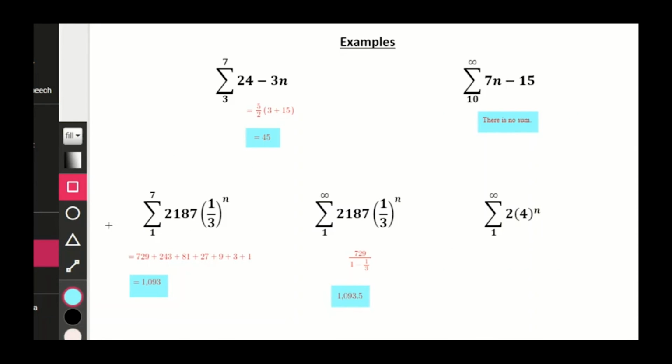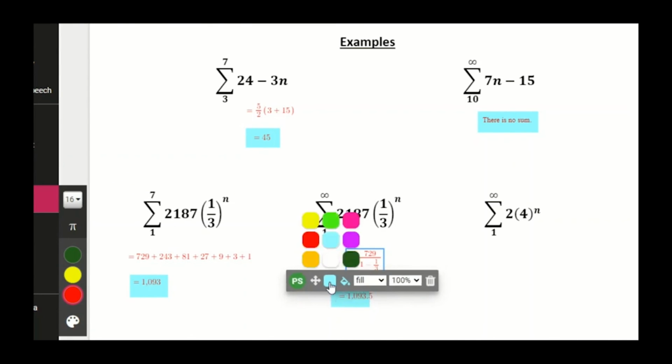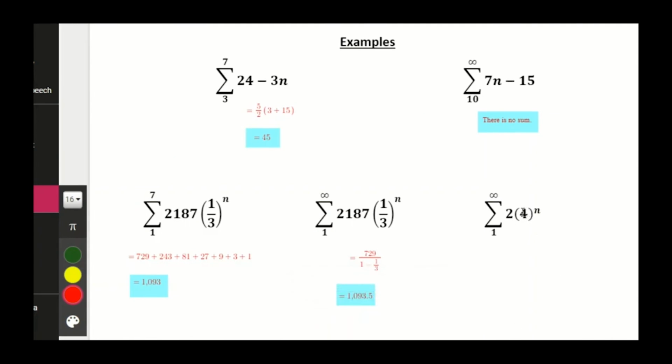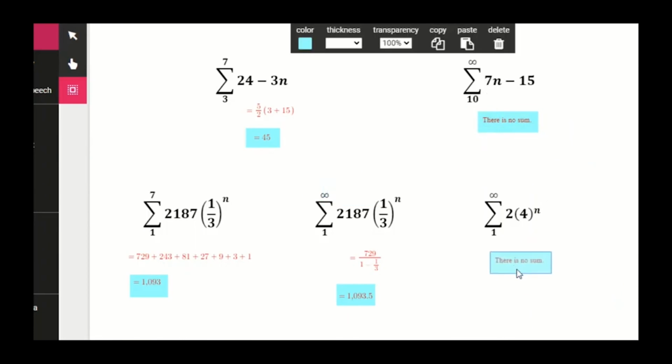All right, so our last but not least example problem here looks like a geometric sequence, but we have a problem: this geometric sequence has a common ratio that is bigger than 1. This number right here, this 4, is bigger than 1, which means that this series is going to diverge to infinity, because we're just going to add bigger and bigger and bigger numbers with no bound. So this is another case where there's just no sum. And you could say exactly that: there's no sum.